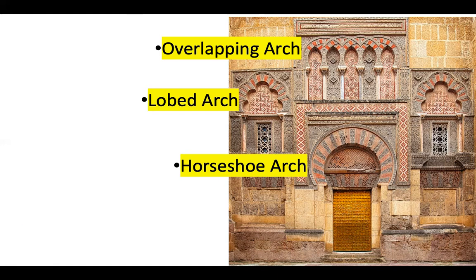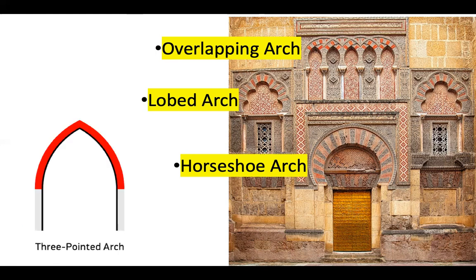Overall, the Mosque of Cordoba, here's a 3-pointed arch. The Mosque of Cordoba brings together elements from earlier Umayyad structures from the east and combines them with styles already in Spain, like the horseshoe arch. There's repetition of geometric designs, which demonstrates the Islamic belief that there is unity in multiplicity.